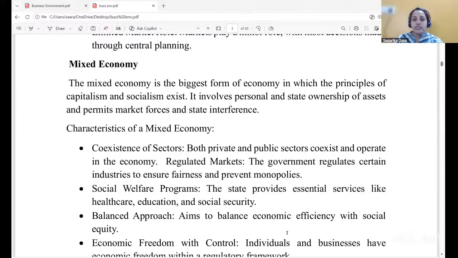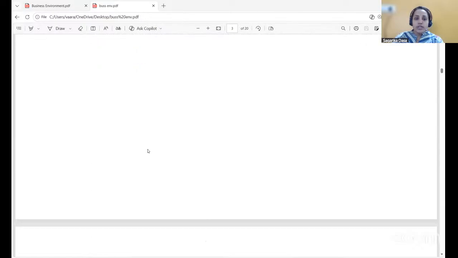In Telangana, if you see RTC, it is both public sector as well as private sector. Some of the vehicles are operated by private organizations and some of the vehicles are operated by the public authorities. So this is the economic system which we follow in India.